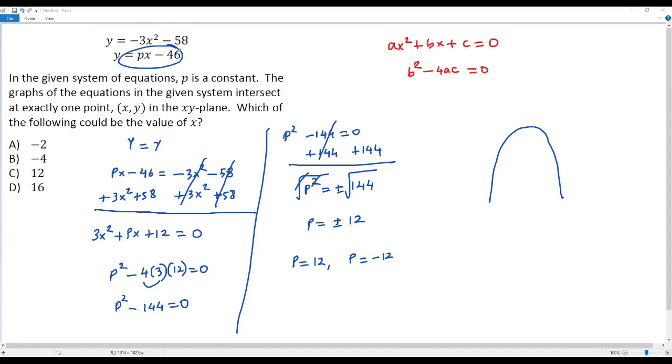And the second one is a linear equation. It's in slope-intercept form, that is in the form of y equals mx plus b. Here m is the slope. At the place of m we have p.